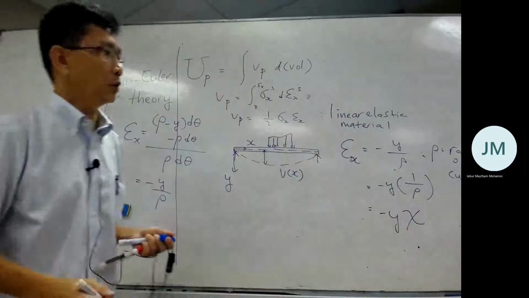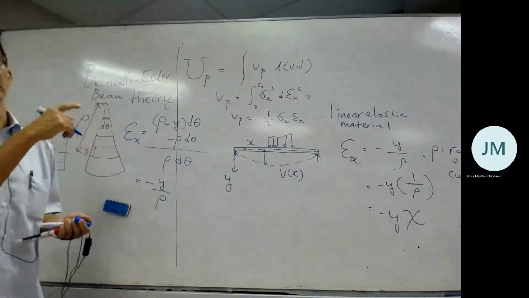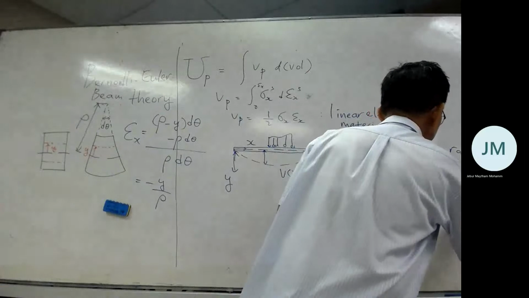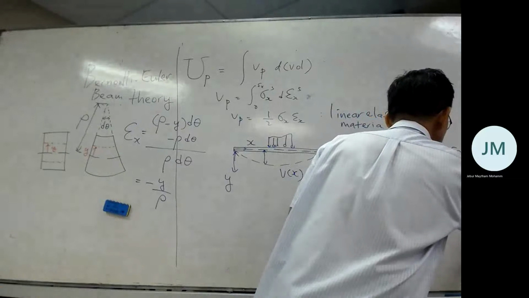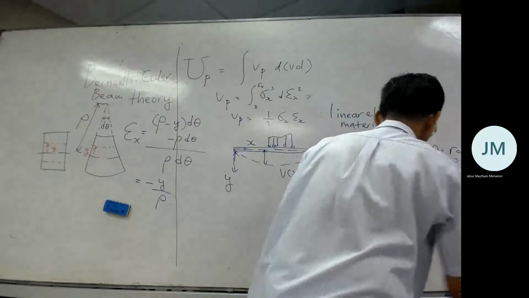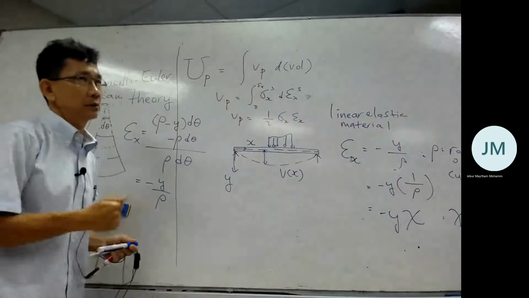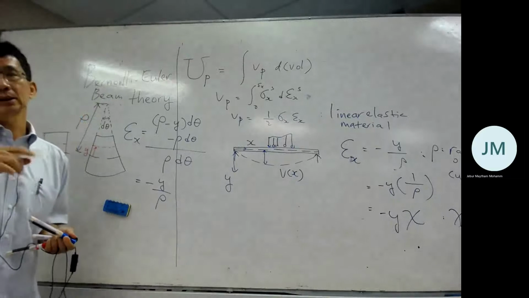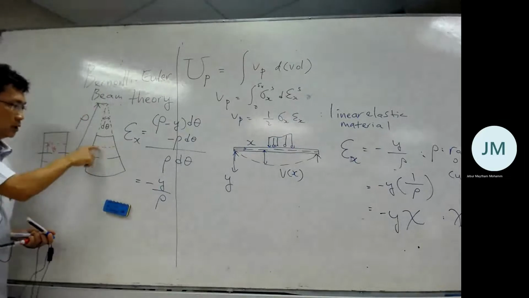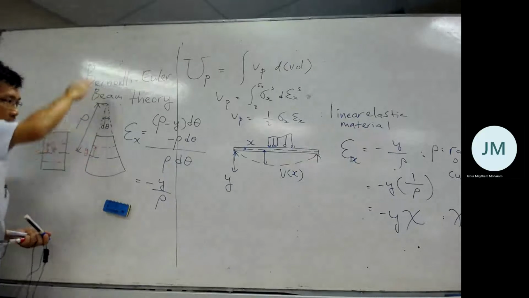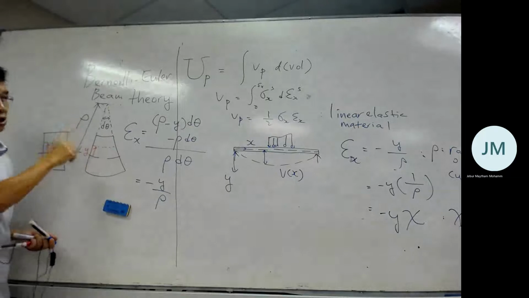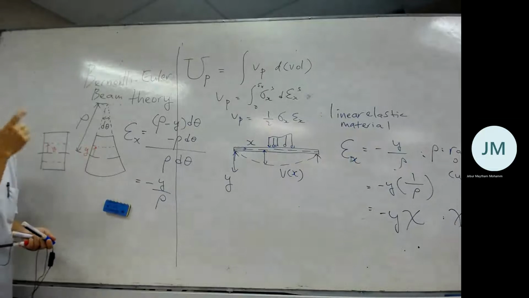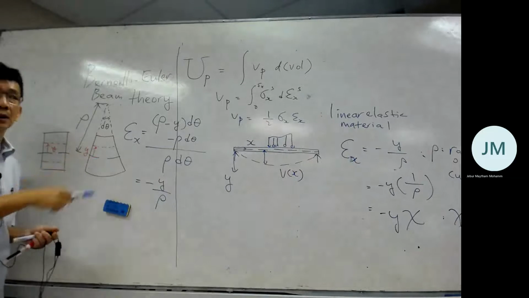So this 1 over rho, normally we call it curvature. So strain is related to curvature by that equation in beam: minus y multiplied with curvature. y is the distance from the neutral axis. Curvature is the same for all the cross sections, but y changes. When y changes, your strain changes. Where y is 0, the strain is 0, which is here.